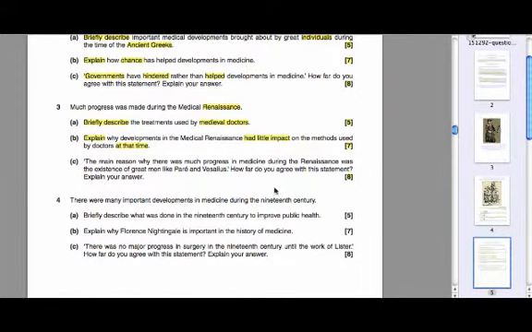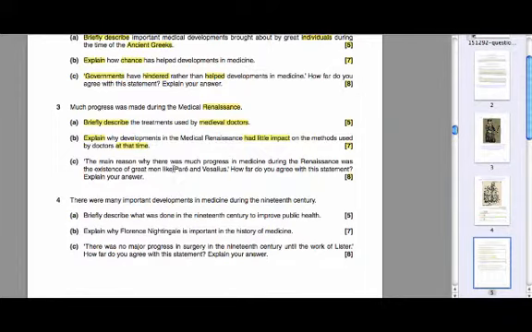So we know we're looking for a comparison within this question. And the question reads, the main reason why there was much progress in medicine during the Renaissance was the existence of great men like Paré and Vesalius. How far do you agree with this statement? Explain your answer. So what this question is asking you to compare, it's not very clear to start off with, but you just need to make sure you read it a couple of times to work it out.